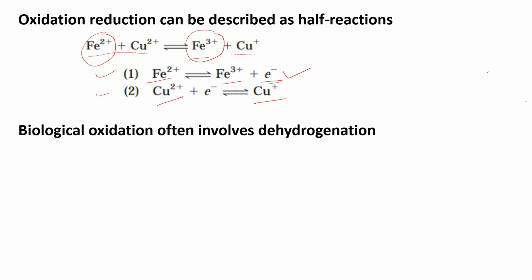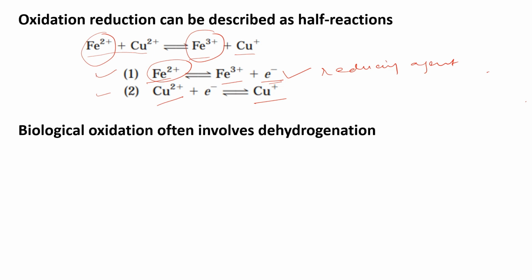So who is donating? Fe2+ is donating. So the substance or the molecule that donates electron is known as a reducing agent. Why? Because of Fe2+ only, Cu2+ is getting reduced. If Fe2+ does not donate any electron, then Cu2+ can't accept electron. So Cu2+ is accepting electron and getting reduced because Fe2+ is donating an electron. So Fe2+ is a reducing agent. Because of Fe2+, Cu2+ is getting reduced, because Cu2+ is accepting an electron.